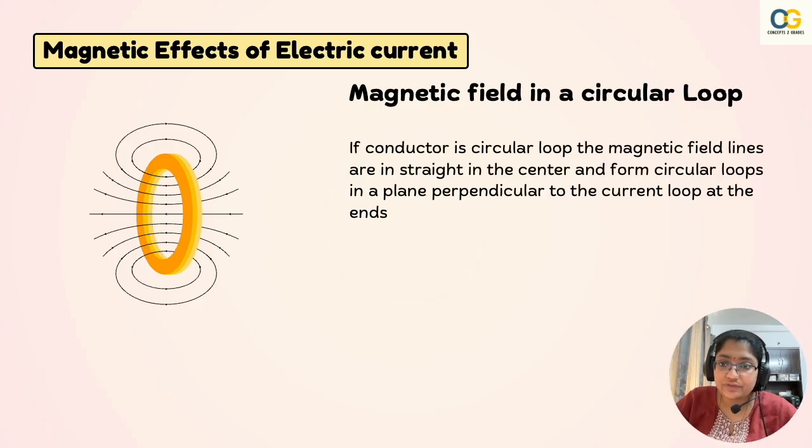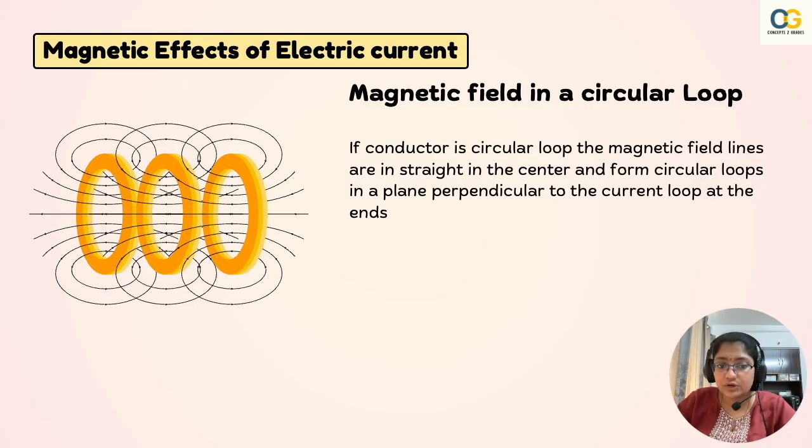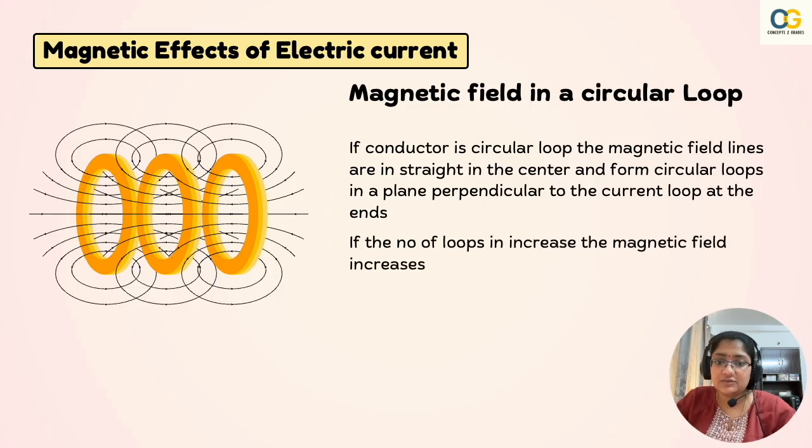So the magnetic field lines are straight in the center. At the ends they form circular loops in a plane perpendicular to the circular loop. And if you increase the number of circular loops, the magnetic field will start increasing. That is what is magnetic field through a circular loop.